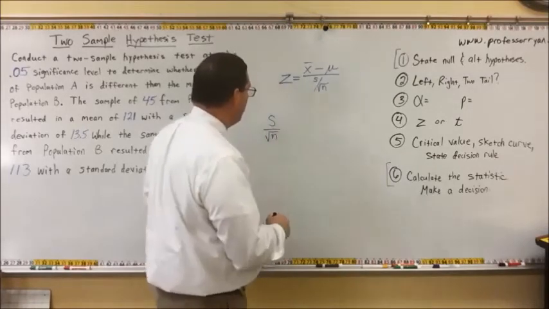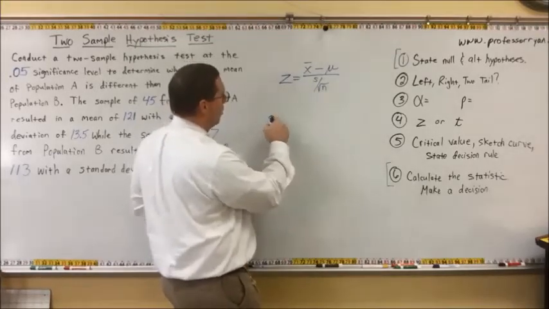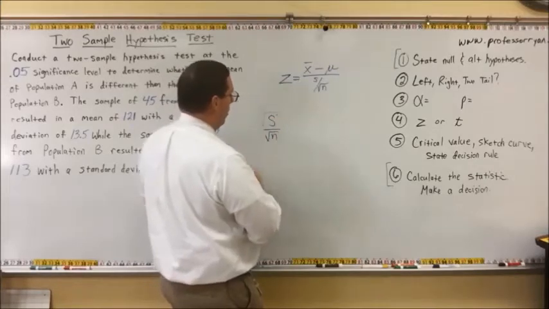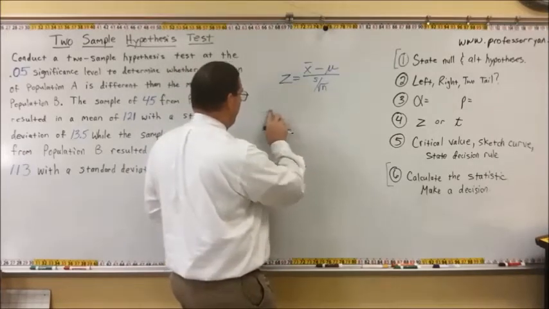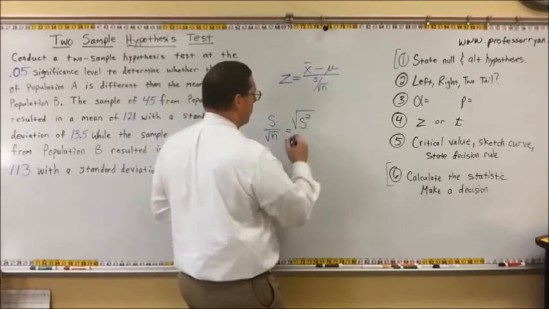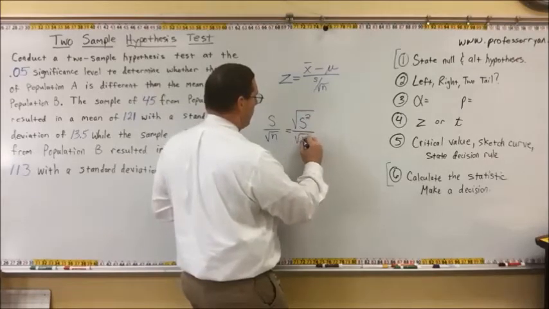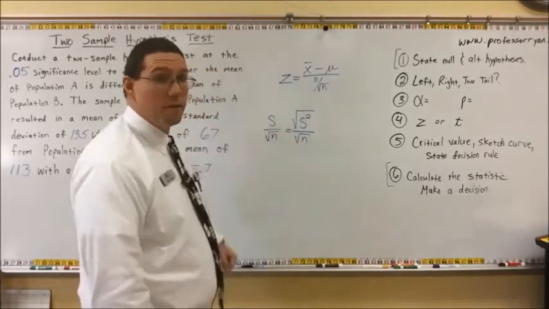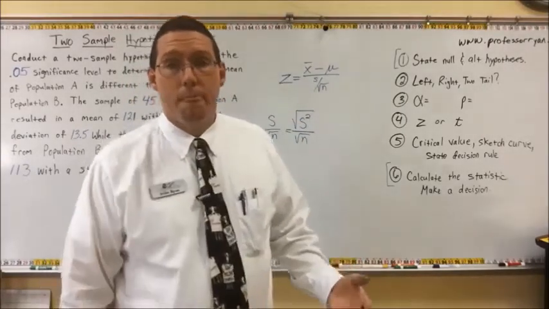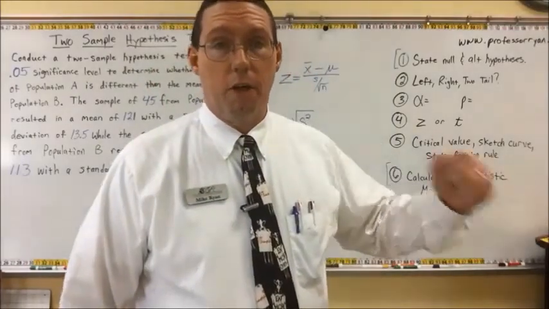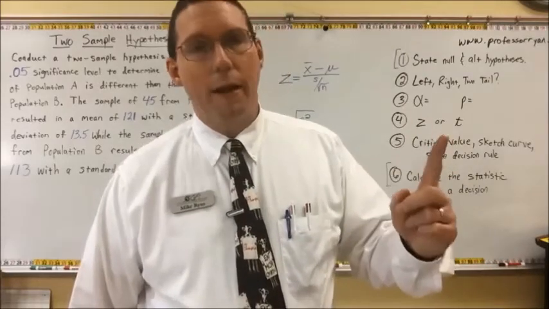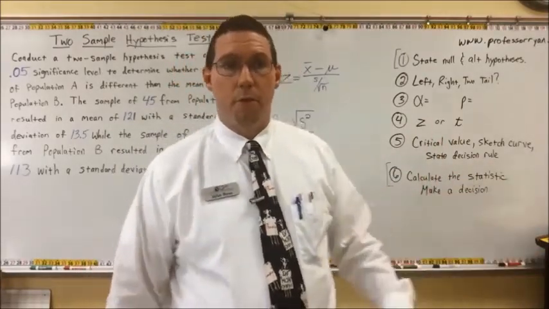So what I'm going to do is take this s over the square root of n, and watch what I'm going to do. I'm going to square the numerator and put a radical over it. So this is going to become the square root of s squared over the square root of n. And this is the same thing as this. And what I want to show you is, do you remember what s squared is? Go back to the first few days of our class, and you might remember that s is standard deviation, but s squared is the variance, the sample variance.